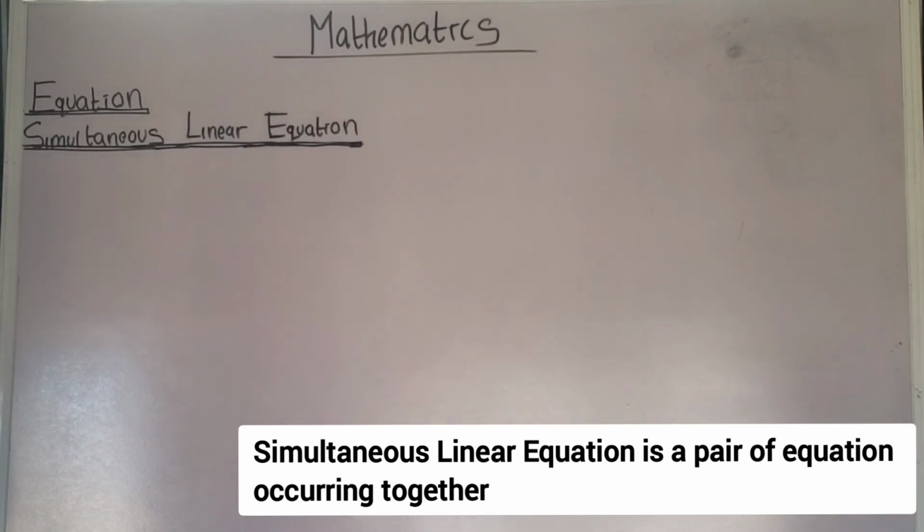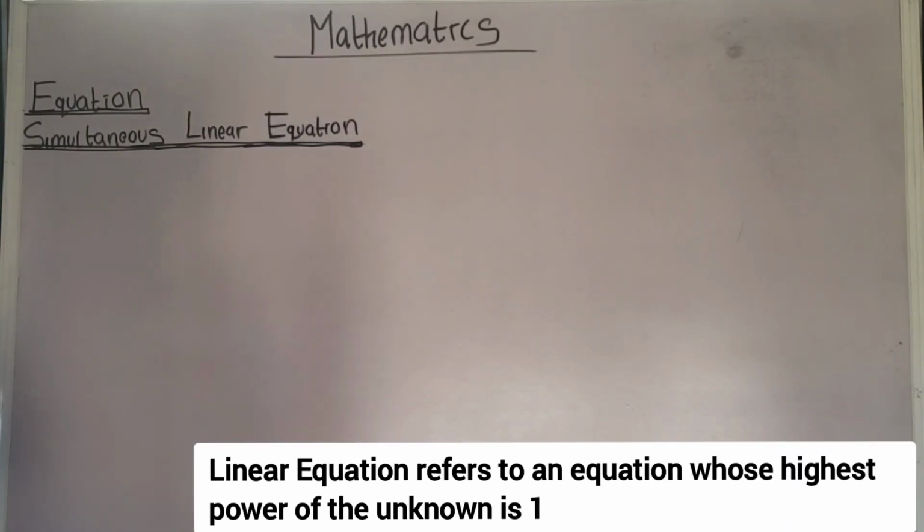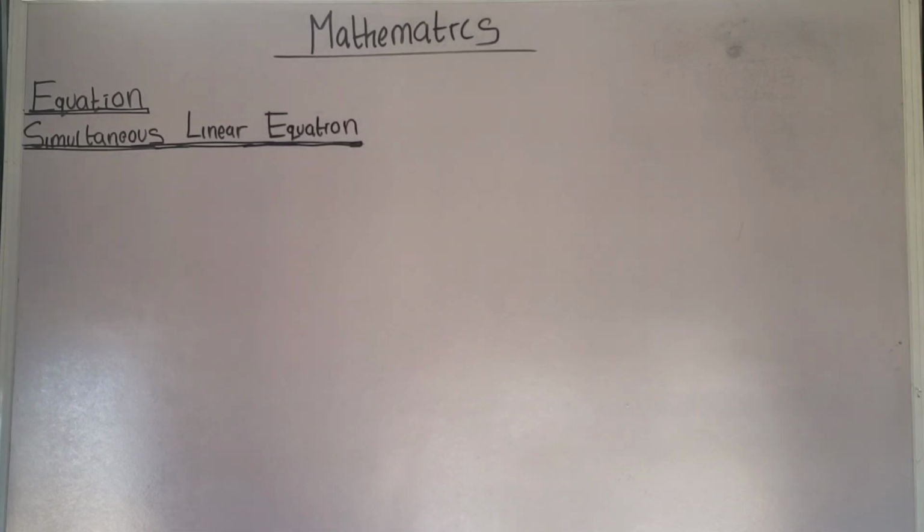The reason why we call it simultaneous is because we have two equations and these two equations are occurring together. Okay, now in our previous class we learned about linear equation. Linear equation is an equation where the highest power of the unknown is 1. So when we are talking about simultaneous linear equation, we have two equations with two unknowns in which the highest power of the unknown is 1. Simultaneous linear equation can be solved using elimination method or substitution method.